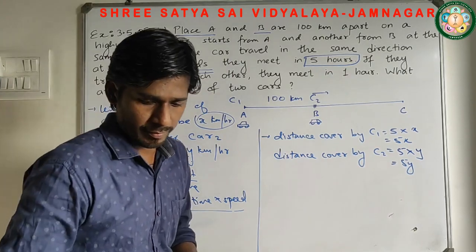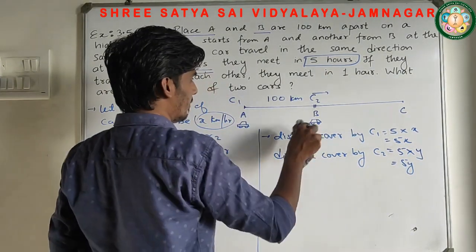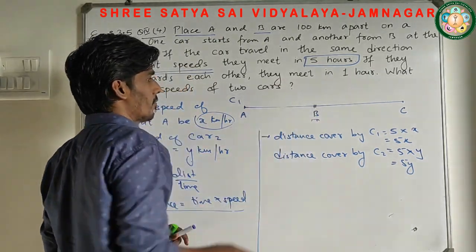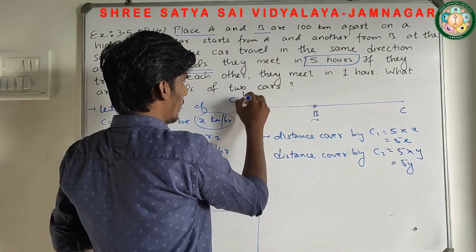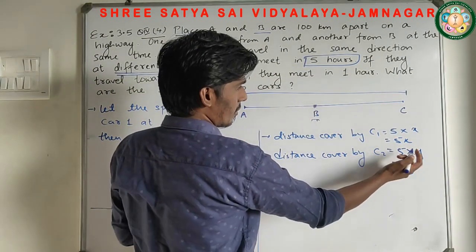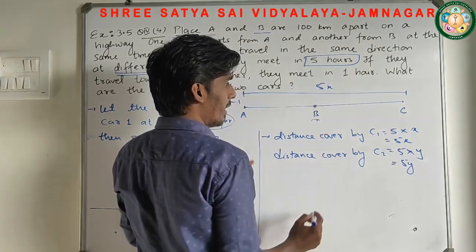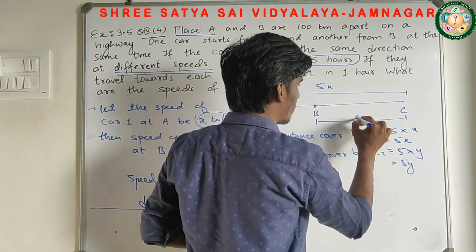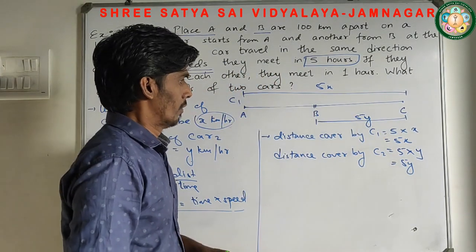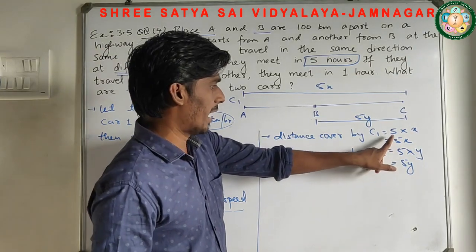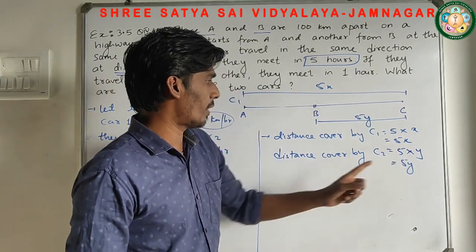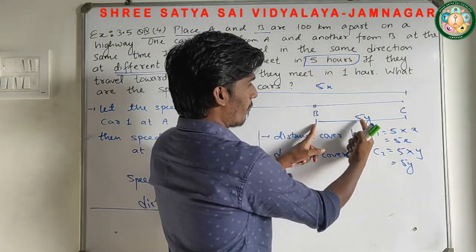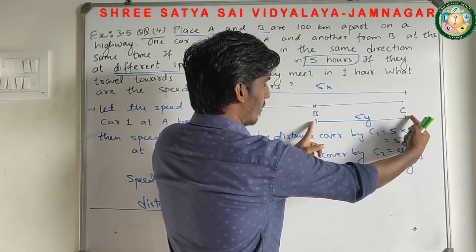So what I got here, if I plot this value in the diagram, from A to C, the total distance traveled by car 1 is 5x. The distance traveled by car 2, from here to here, is 5y. We found the two distances because we know time into speed: 5x and 5y. This A to C is the total distance traveled by car 1, 5x, and 5y is the distance traveled by car 2.